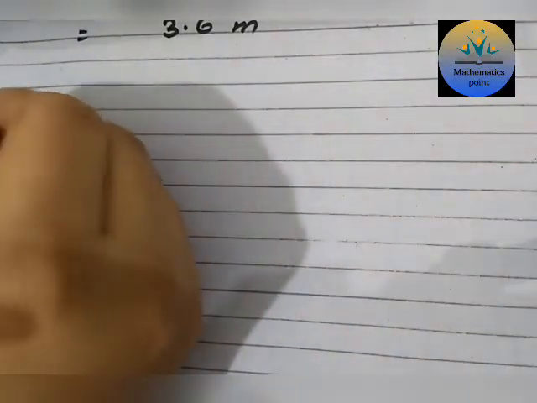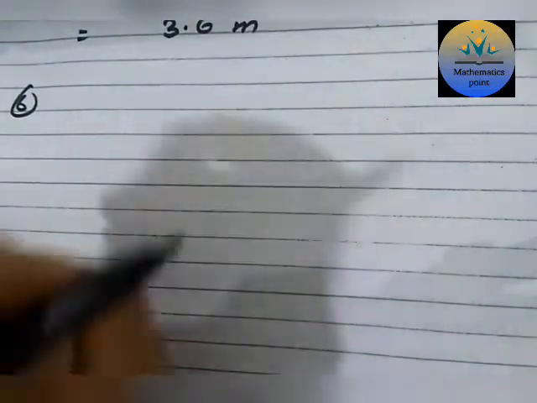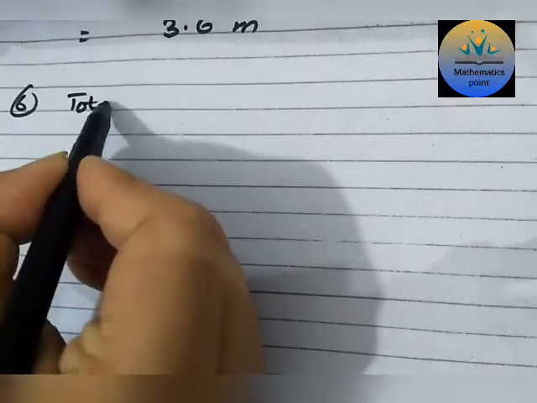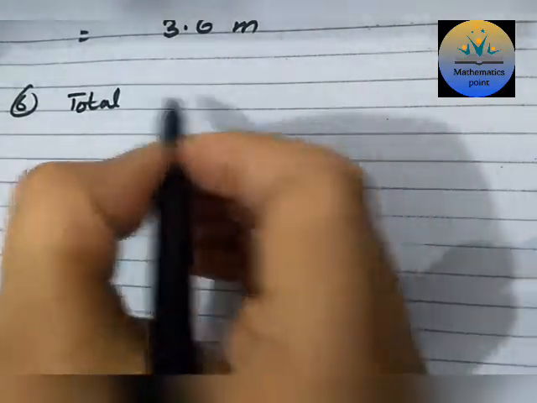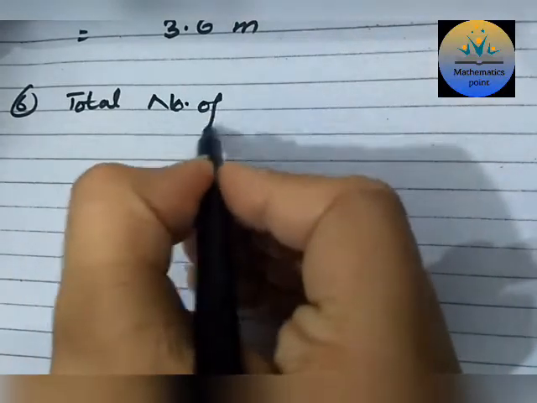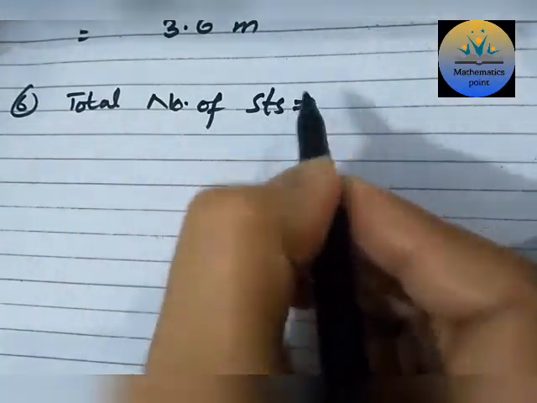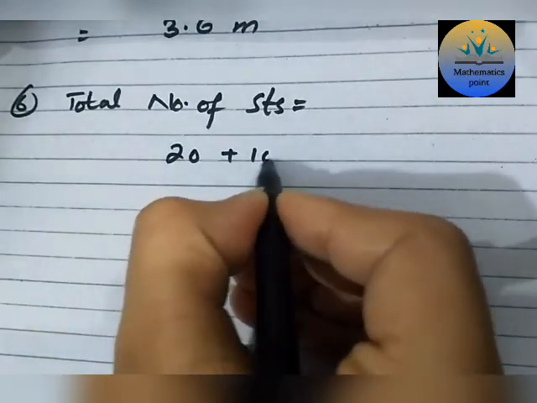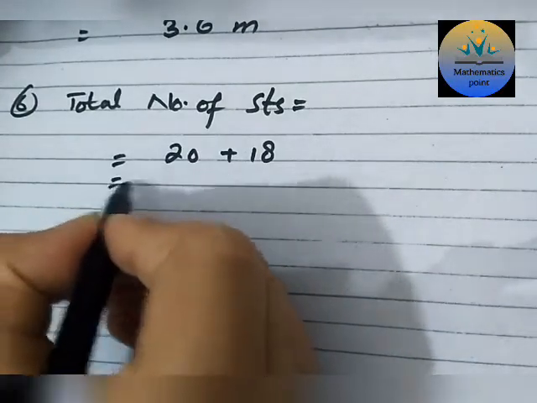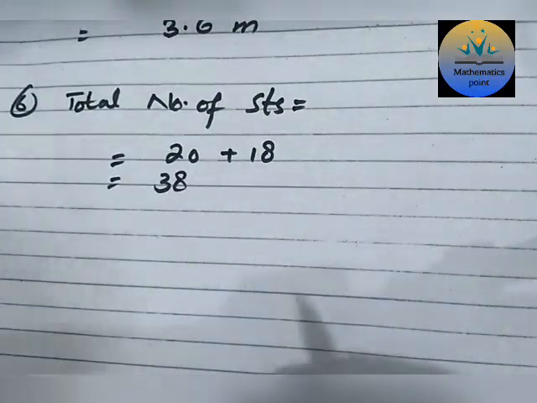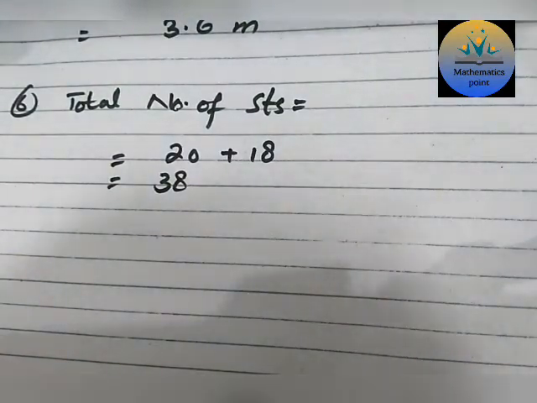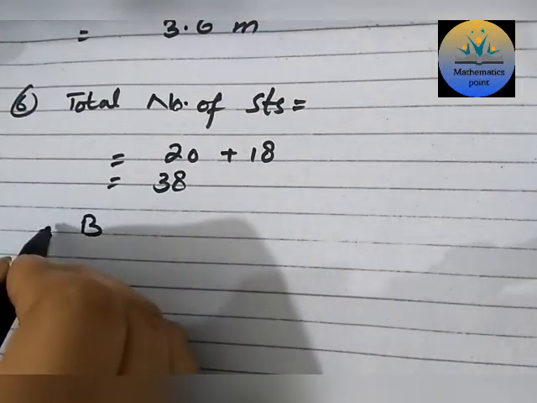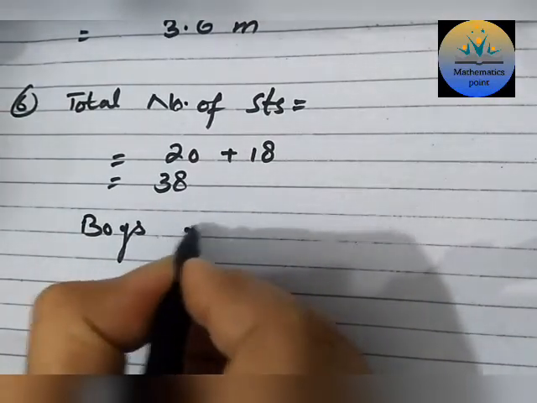Now we solve question number 6 and find out the total number of students. We have 20 boys and 18 girls, so the total will be 38. Now 38 is the total number of students in the class. Now find the percentage of the boys.